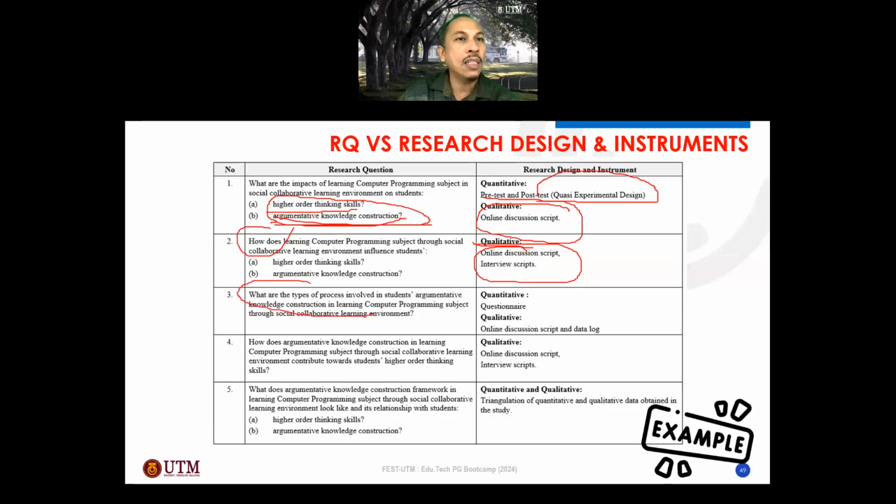What are the types of process? She triangulated the questionnaire and also the discussion script and also data logging. Okay, so 3 types of data to answer this research question. How does, from online discussion and interview, and the final one is triangulating the quantitative part and the qualitative part. And as you can see, the focus is the same, AKC and higher order thinking.